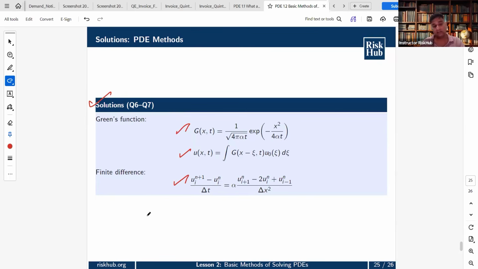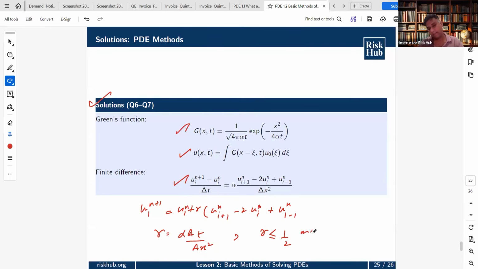You can rearrange this, right? You can get u_i^(n+1) equal to u_i^n plus r times (u_(i+1)^n minus 2u_i^n plus u_(i-1)^n), where r is equal to alpha times delta t over delta x squared. Okay, for the one-dimensional heat equation, explicit FDM is stable only if r is less than or equal to 1/2, meaning your alpha delta t over delta x squared is at most 1/2.